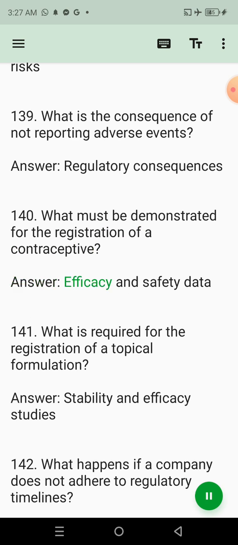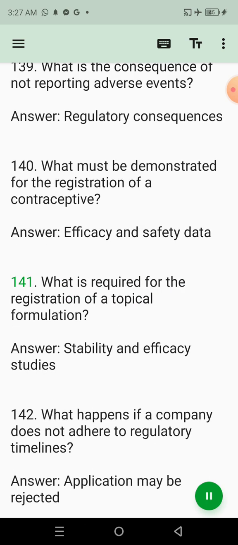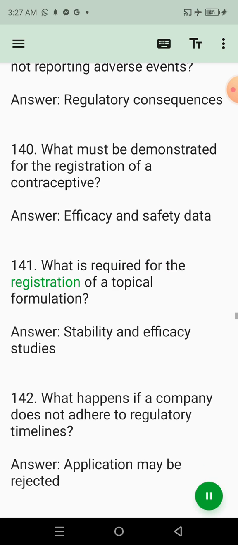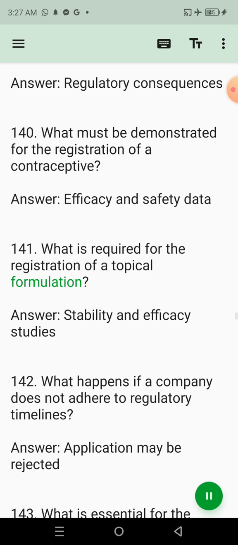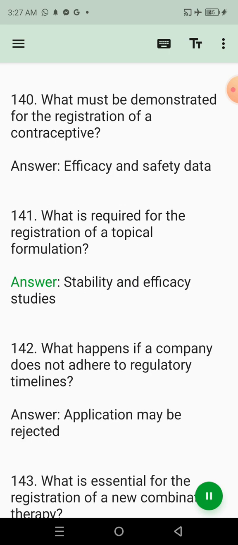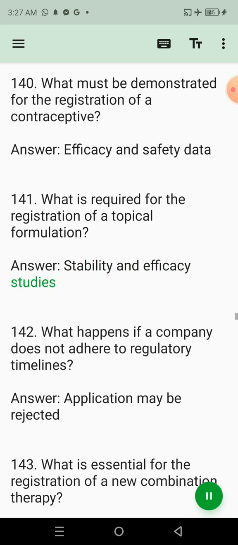Answer. Efficacy and safety data. 141. What is required for the registration of a topical formulation? Answer. Stability and efficacy studies.